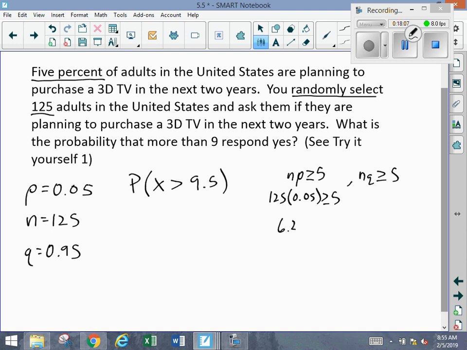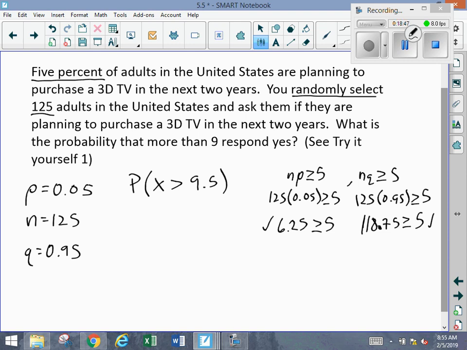6.25. So that checks out. And then it's also the case that 125 times 0.95 is greater than or equal to 5. We'll go ahead and calculate just to be thorough. So 118.75. That checks out. Because those two check out, we are allowed to use a normal approximation for this, right?